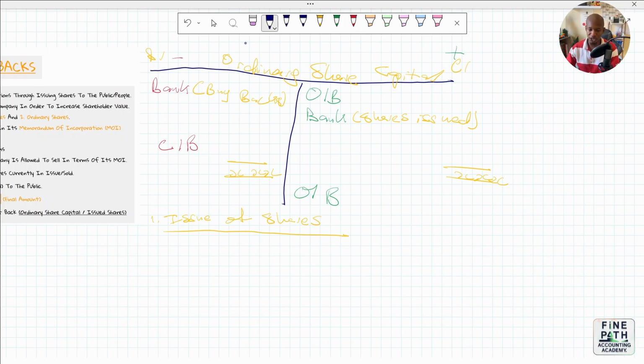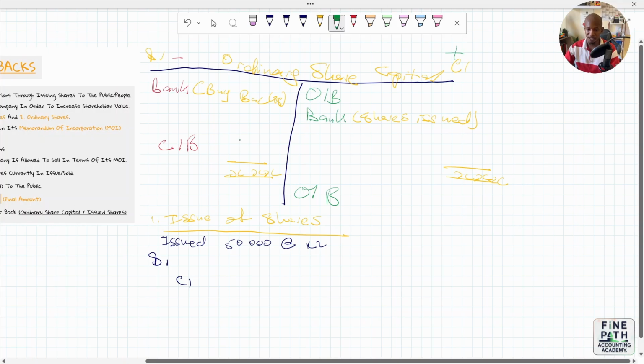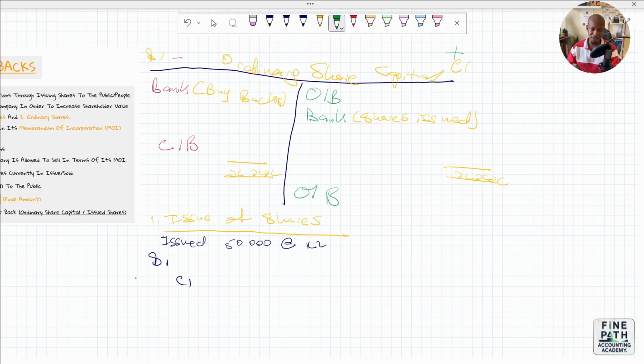So let's say we have issued 50,000 shares at 2 rands per share. This means that we have given up 50,000 shares to the public. So here we would need to have a debit and a credit, right? Our debit first, we need to look at what's happening. Our bank is going to increase because we have received money. So we are going to have bank there, and that bank would be 50,000 times 2 rands, which is the 100,000 that we have received there.